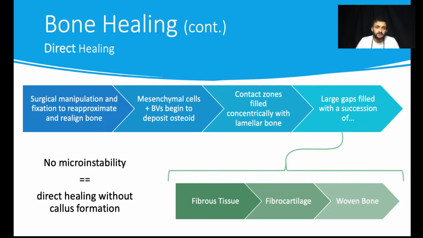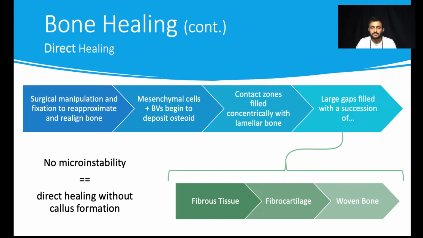So generally, direct healing is due to surgical manipulation and fixation to reapproximate and realign the bone. So the bones are going to be surgically manipulated for realignment, and the bones are going to be rigidly stabilized with internal fixation devices, and the result is anatomic reduction. So the second step here is that mesenchymal cells and blood vessels begin to deposit osteoid, and osteoid is being deposited at the fracture ends. So the third step is that contact zones are filled concentrically with lamellar bone.